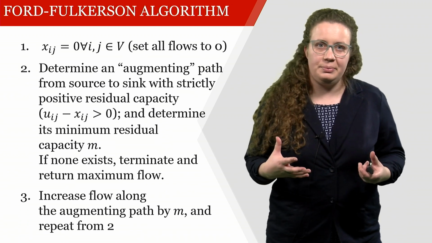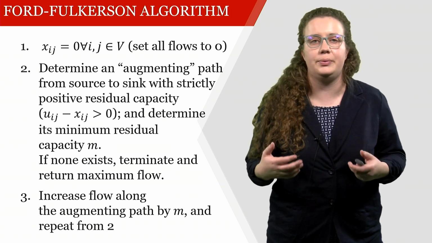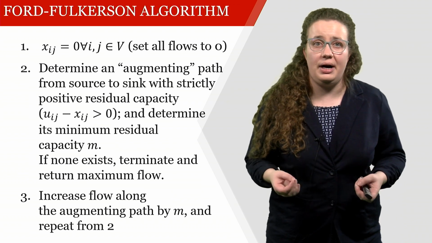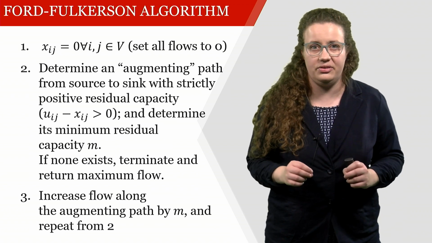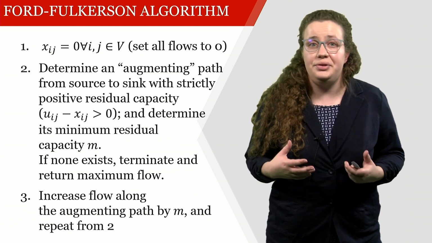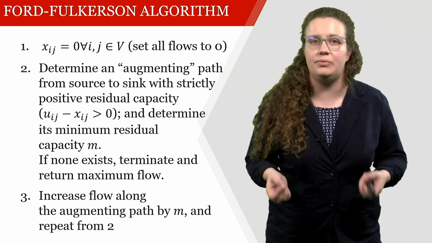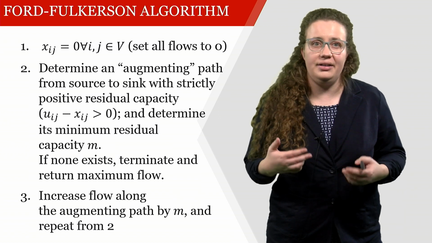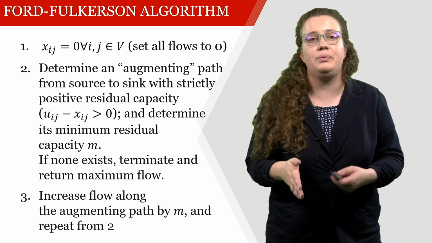So what does this algorithm do? In the first step, we set all flows to 0, so we say x_ij equals 0 for all i and j. Secondly, we determine an augmenting path from the source to the sink with strictly positive residual capacity and determine the minimum residual capacity m. If none exists, so if we cannot find a path, then we can terminate and return the maximum flow. If we find one, so if we find a path with a positive m, then we increase flow along this augmenting path, and then we repeat from step 2.